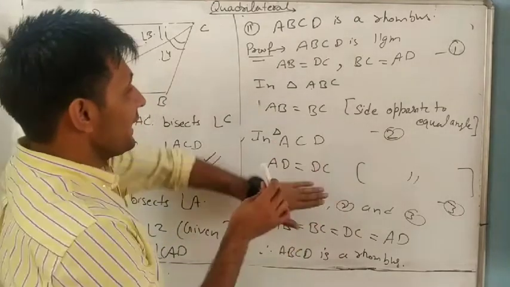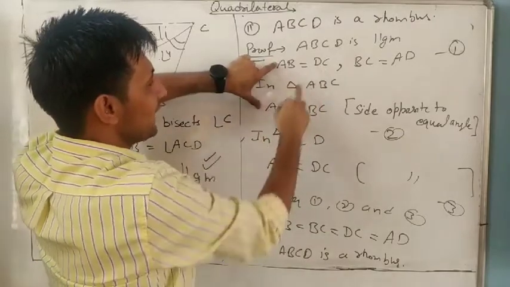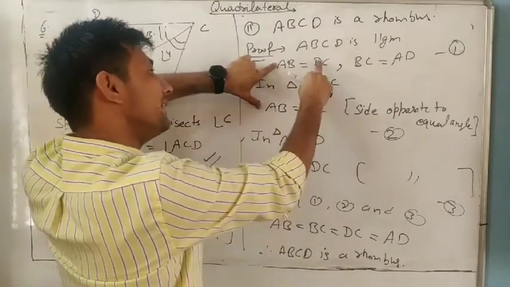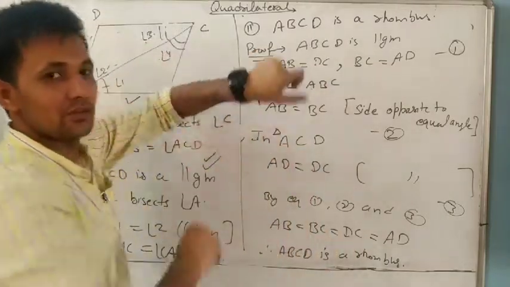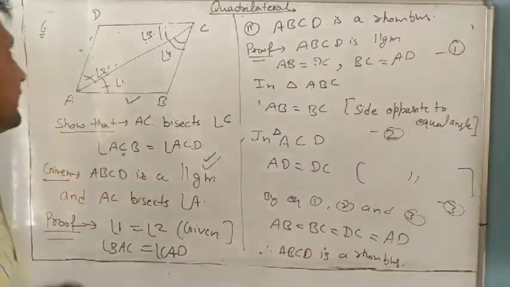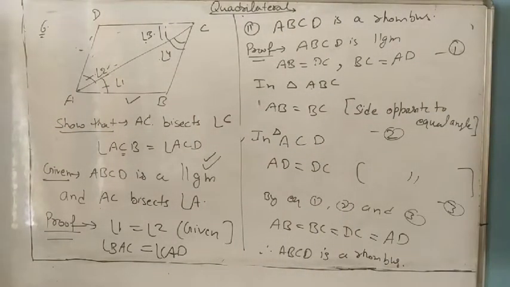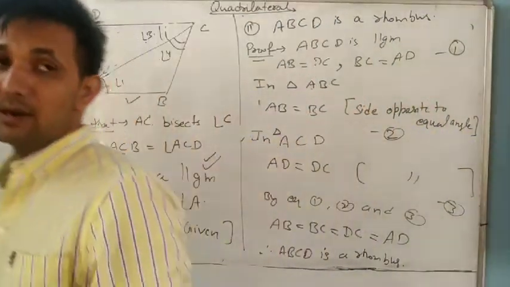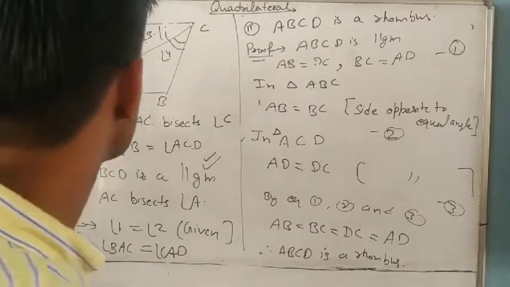Do you understand why they are equal? Because look, AB equals DC, and AB equals BC. It means DC and BC are also equal. Understand or not? So it is a rhombus. Now the questions are very easy if you understand what is a parallelogram and what is equilateral. You can do this question by a second method also.